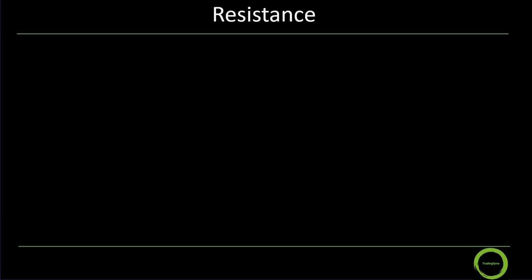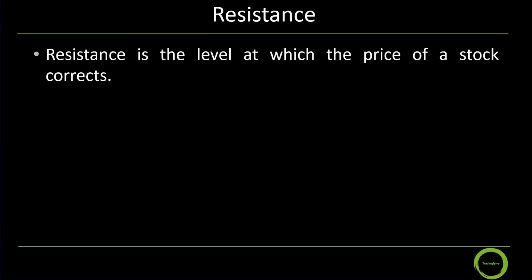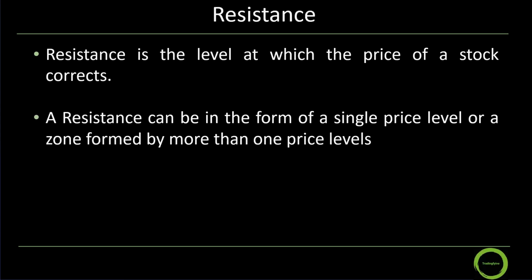Similarly, the role of resistance is to provide selling pressure and change the uptrend to a downtrend. So we can say that resistance is the level at which the price of a stock corrects, which means that the price of the stock falls down. And just like support, a resistance can also be in the form of a single price level or a zone formed by more than one price level.